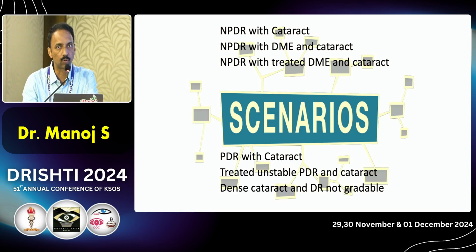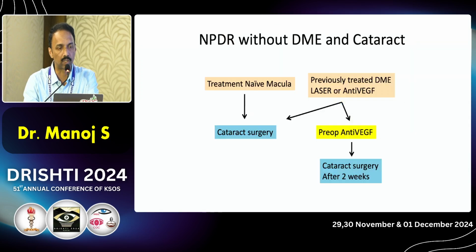So I'm going to go through some of these situations and try and see how we can get the optimal results. Now let's take the first situation, NPDR without diabetic macular edema and cataract. So we could have two groups of patients. One, patients who are treatment naive, meaning in the sense they've not got any focal laser or anti-VEGF in the past. Or you have another situation where the patient has been treated and right now has a normal looking fovea, OCT showing a dry fovea with no central thickness.